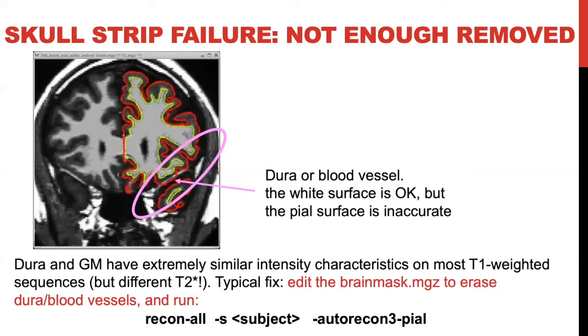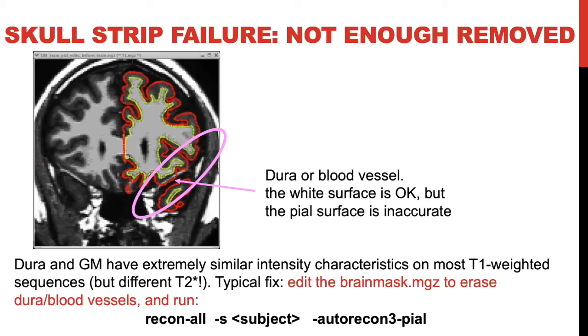This is another example of a skull stripping failure, but it's the opposite of what we saw before, where not enough was removed. As Dev talked about, for the surfaces FreeSurfer tries to detect where the boundaries are for the white matter and the pial surface. If you look in the picture, the pial surface extended to include a blood vessel, and we don't want that because that's inaccurate anatomy. You may see sometimes that FreeSurfer includes the dura or a blood vessel as part of your pial surface, which is not okay.